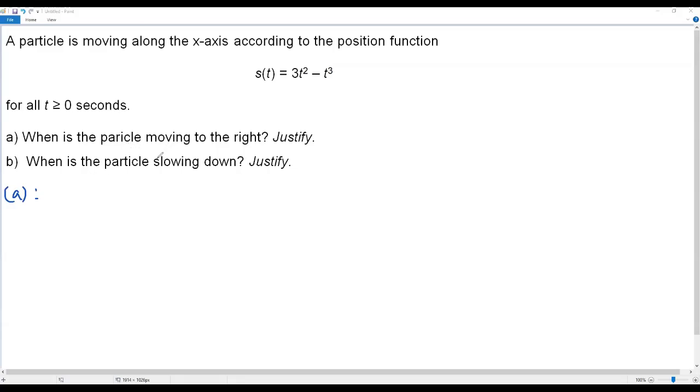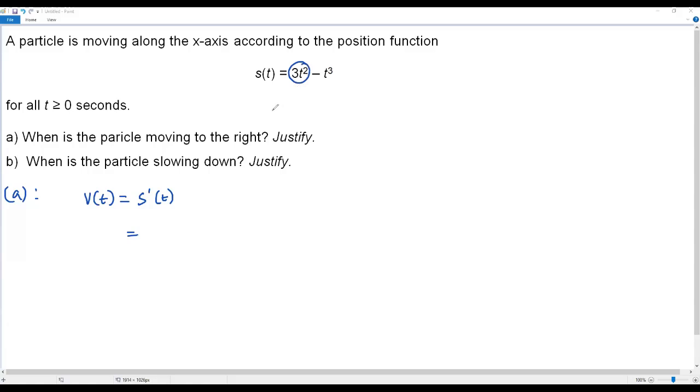If I want to find the time interval where the particle is moving to the right, I have to find the velocity of the particle. Usually the velocity can be found by finding the derivative of the position function, that is S prime of t. Let me write it over here. To get S prime of t, we have to find the derivative of this expression with respect to time.